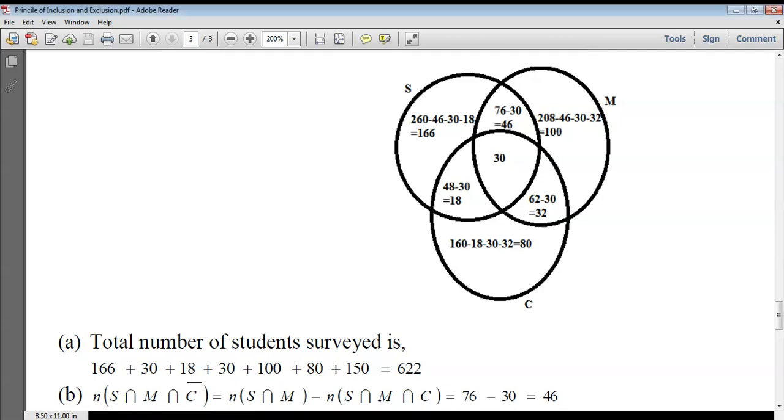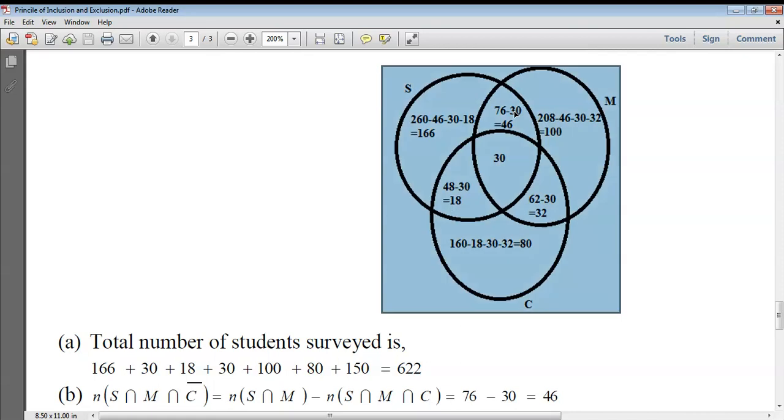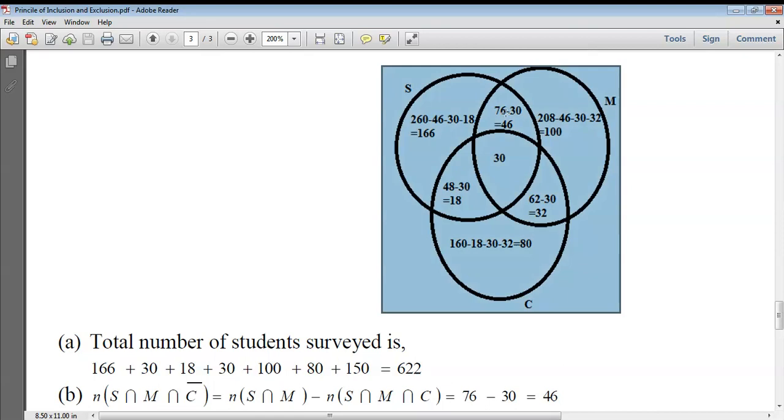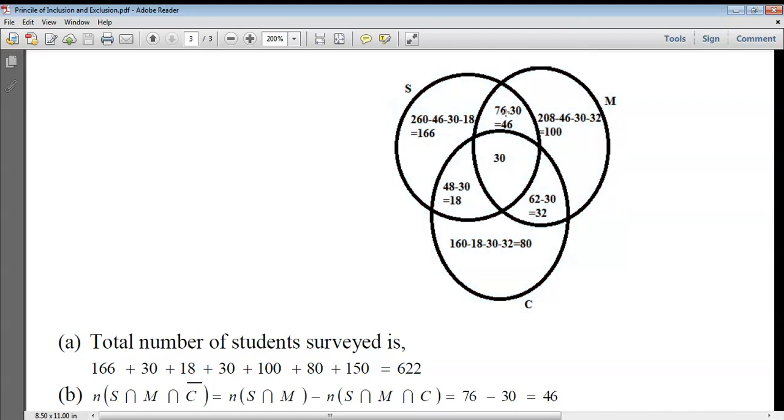Now let us find the number of students who are taking only stat and math, that is, stat and math but not computer programming. For stat and math, the number is 76 and the common value is 30. So the number taking both stat and math but not computer programming is 76 minus 30. It will be 46.